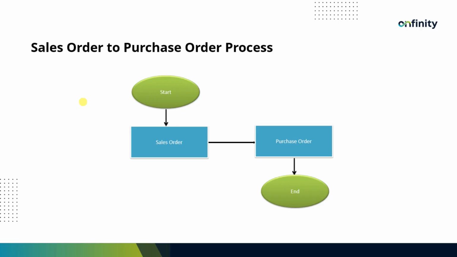This shows you the simplified process flow. It starts with a sales order, which triggers the creation of a purchase order. Once the goods are received, the process is completed, which is acknowledged by the goods receipt note. This direct link between sales and procurement helps streamline operations in the organization.